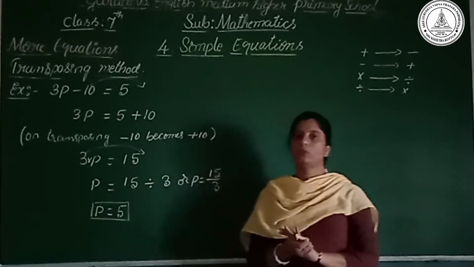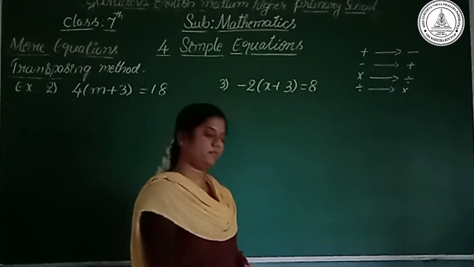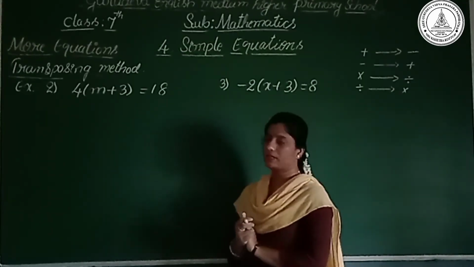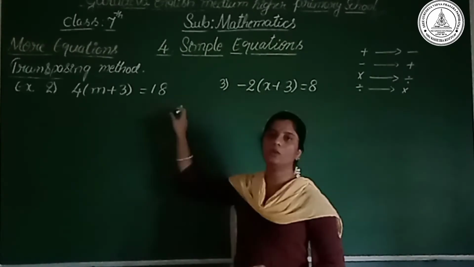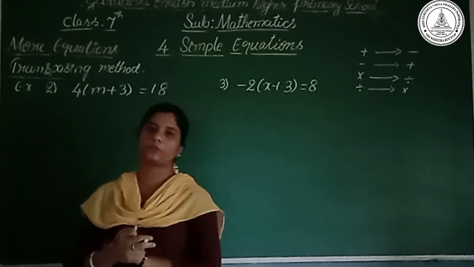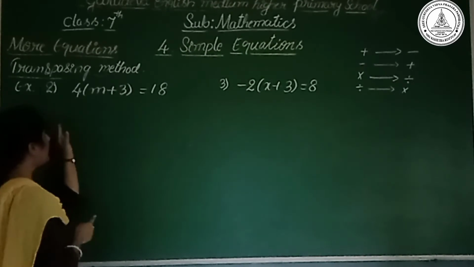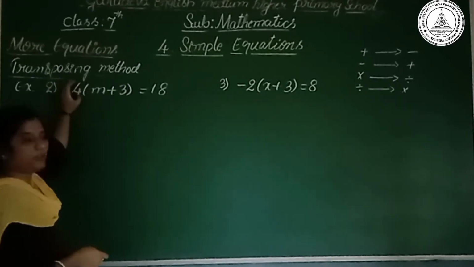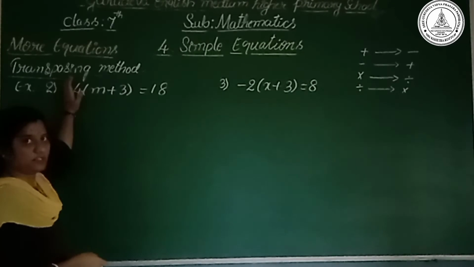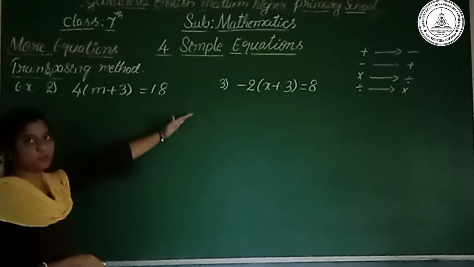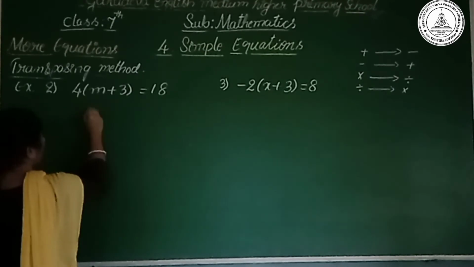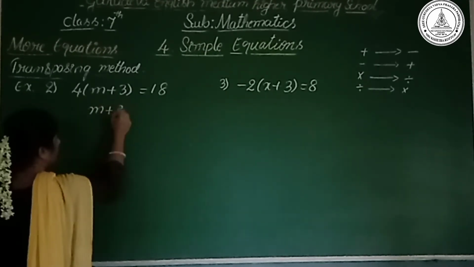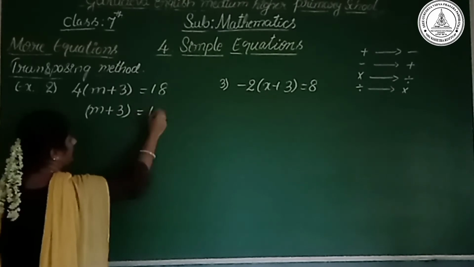Okay, so let's see some more different examples here. I have taken 2 more different examples. The first one is 4 into (m plus 3) equals 18. So what do we have to do in the first step? Yes, in the first step we have to eliminate the 4 in the LHS, which means we have to transpose it to the right hand side. So what will we get if we transpose? We will get m plus 3 equals 18 divided by 4.